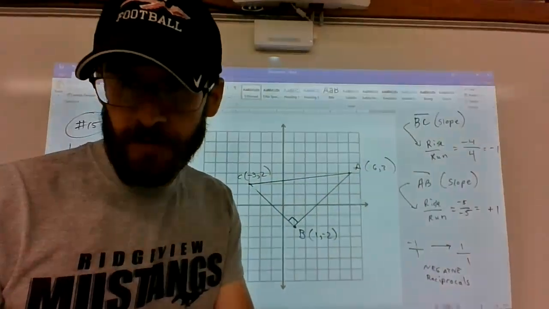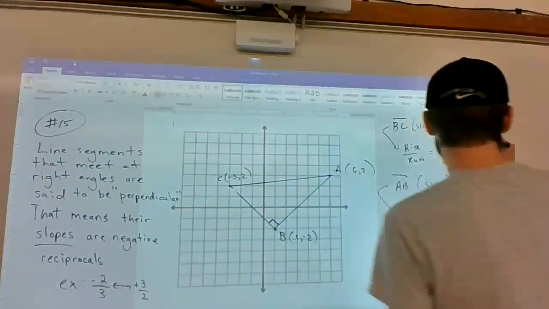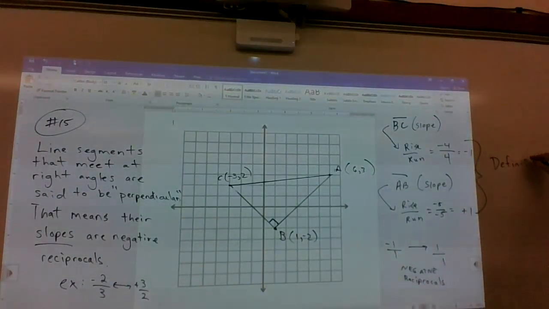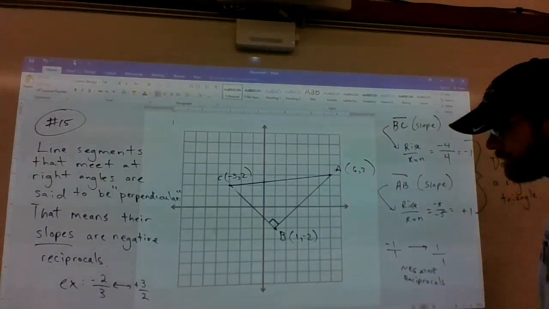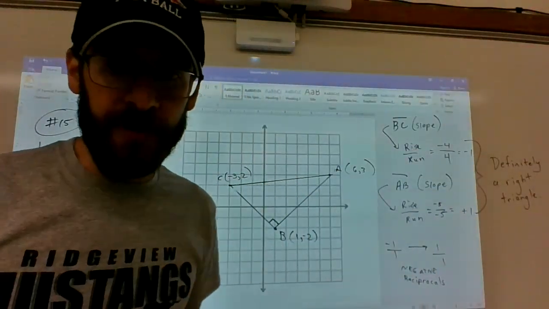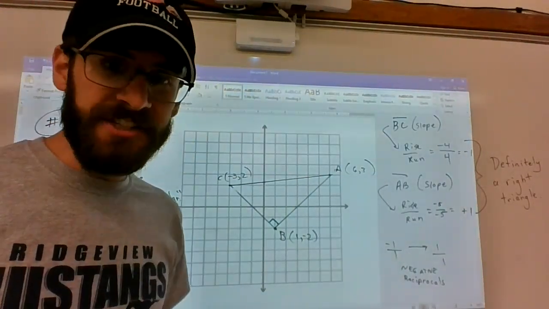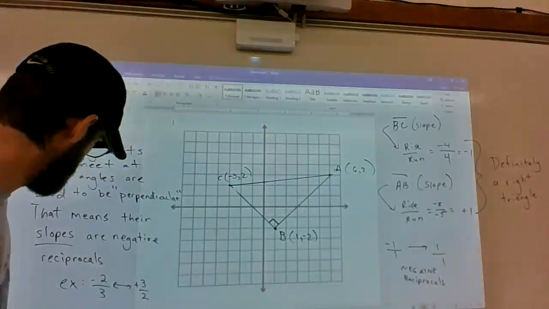So we'd maybe off to the side here say, definitely a right triangle. Now the question is, how do we determine the area of this triangle? Well, it'd be nice to say what the area of the triangle is first.